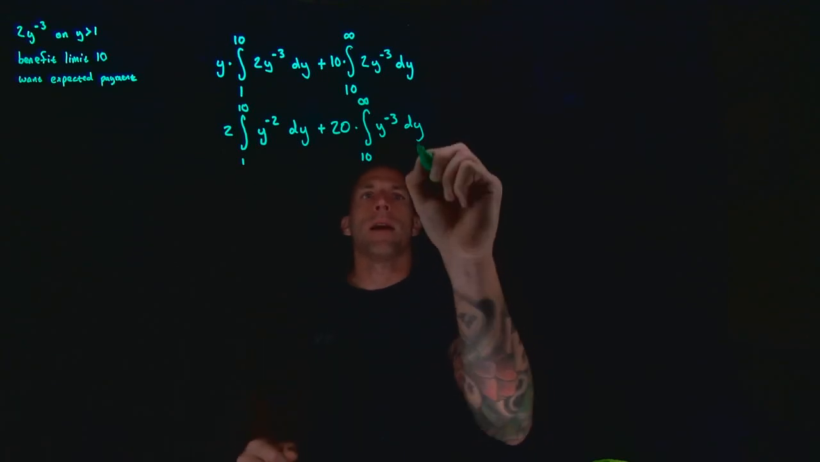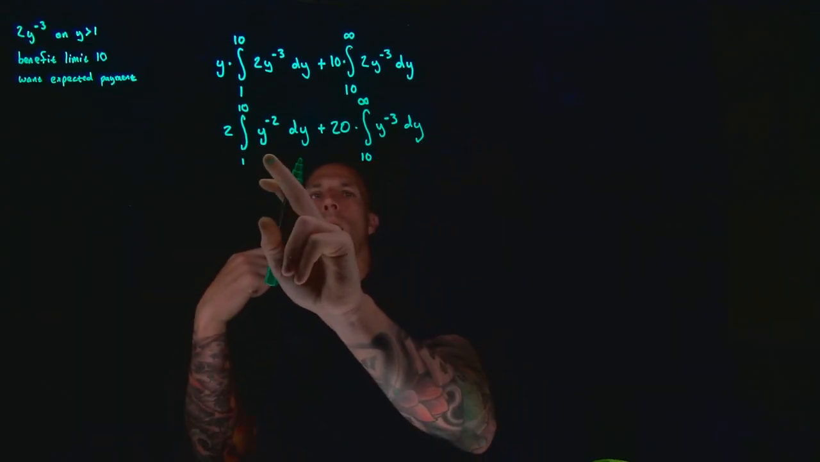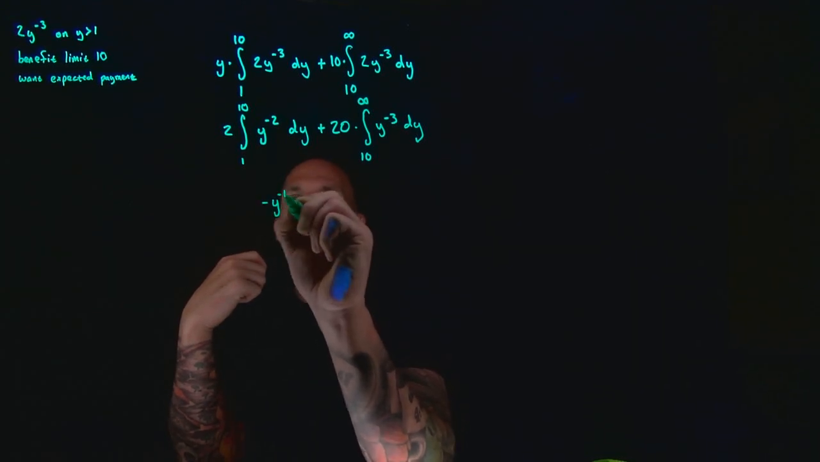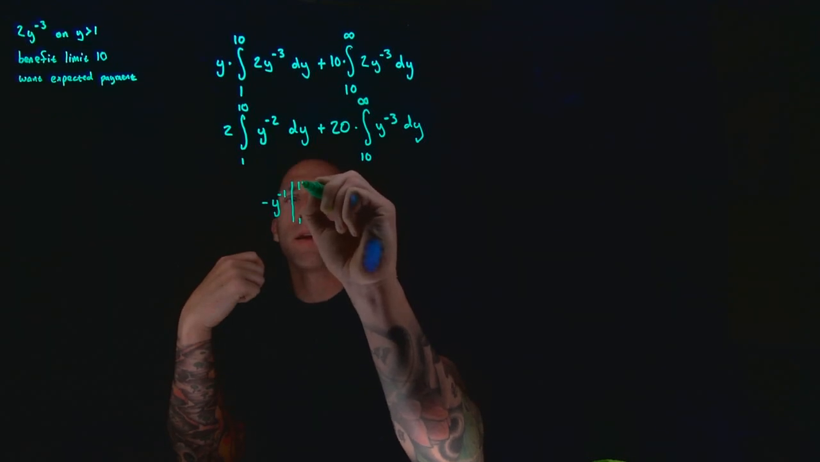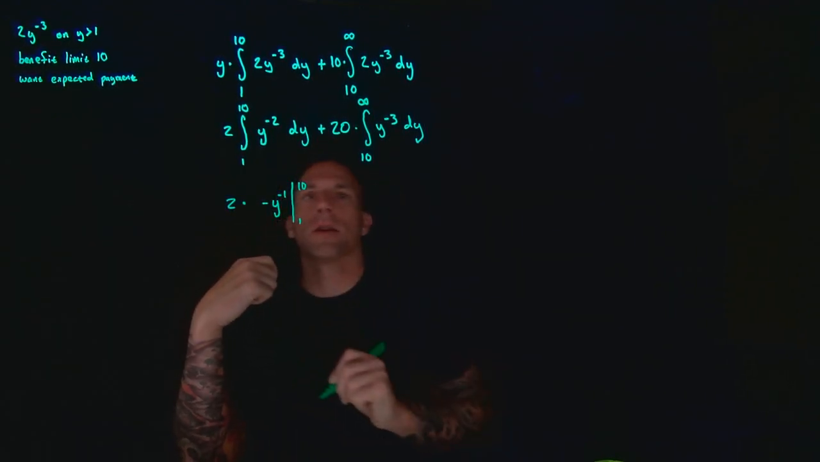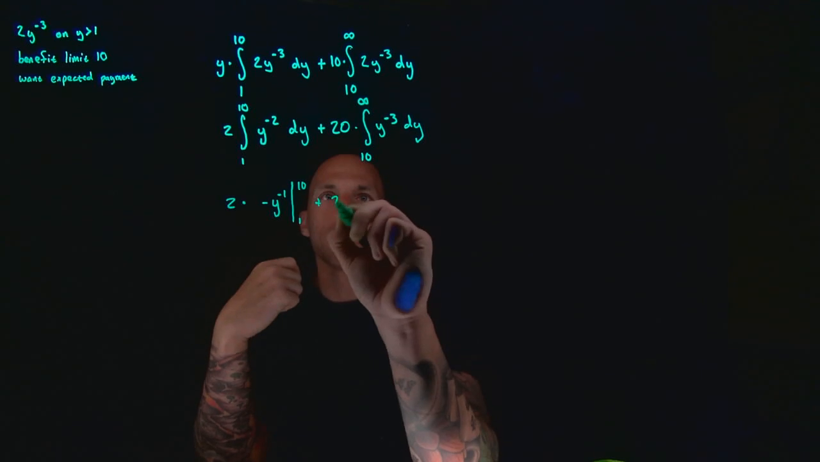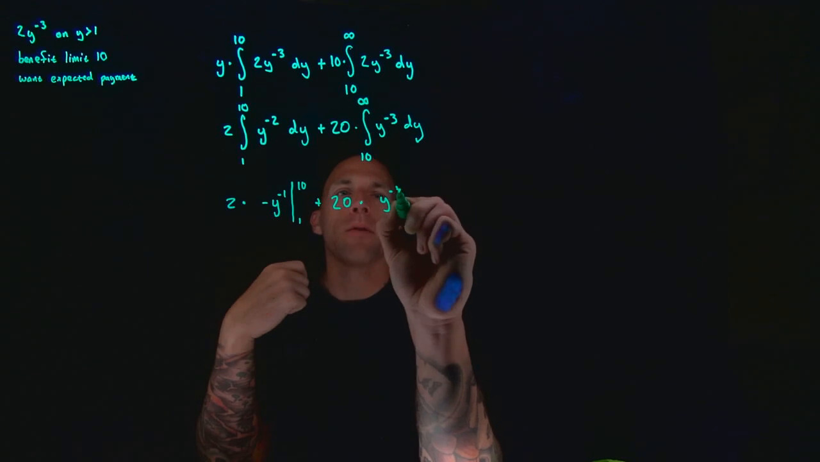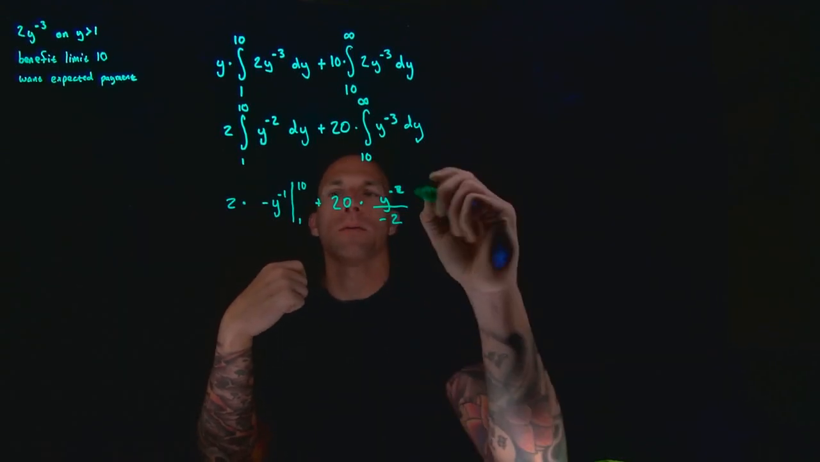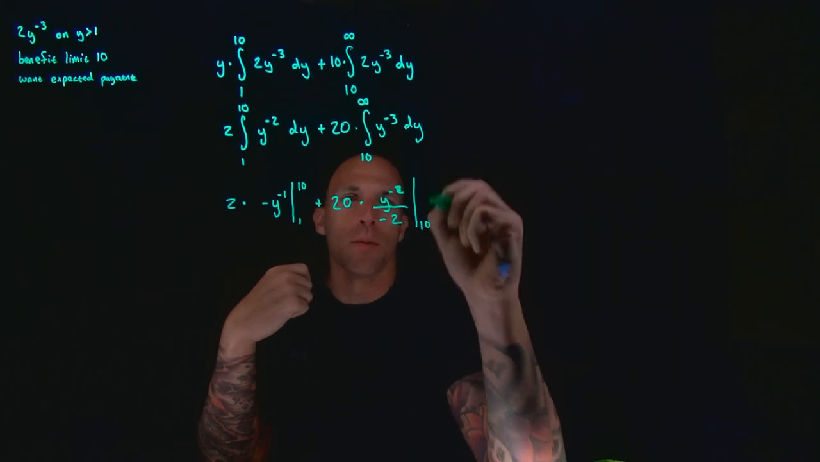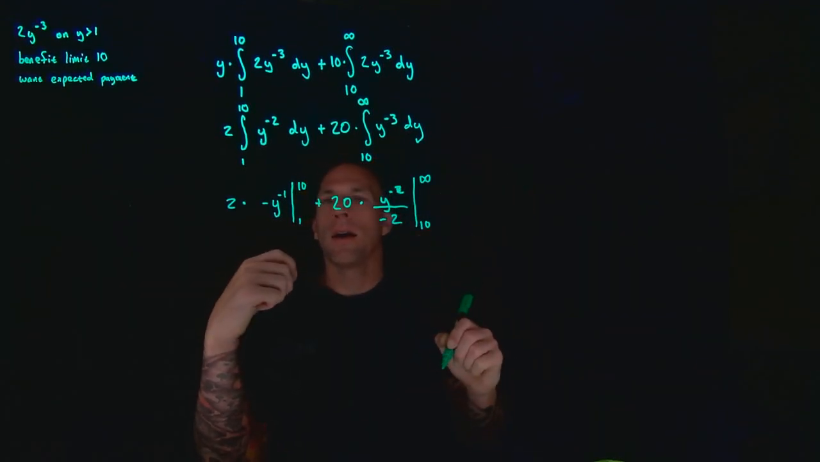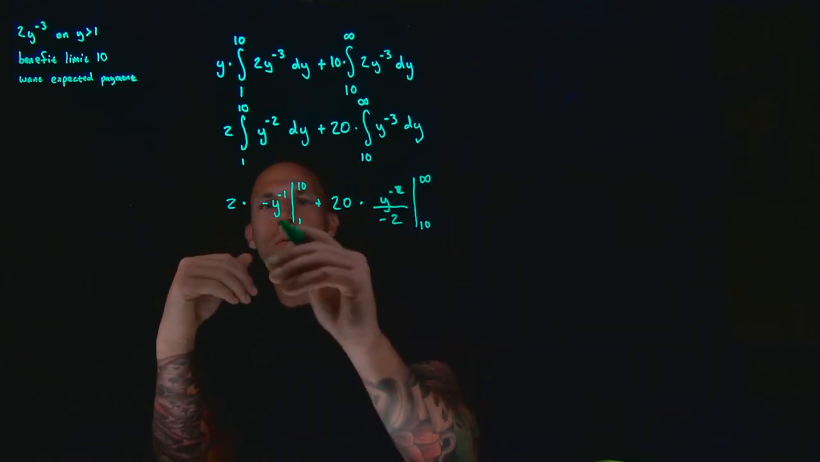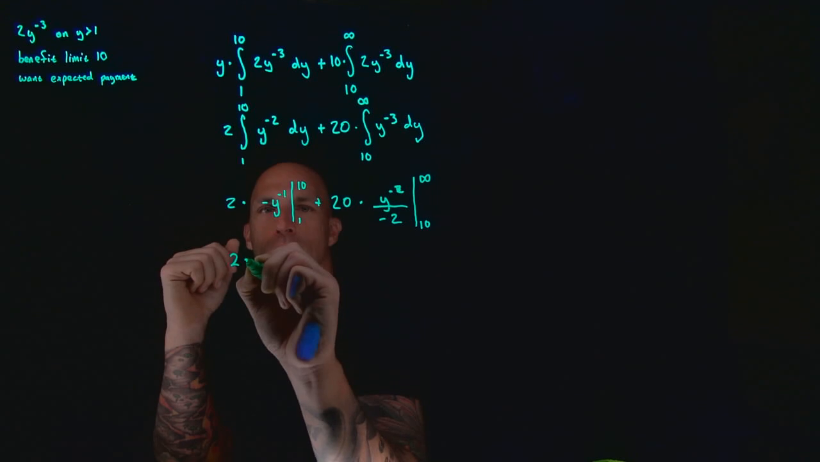Okay, and now let's proceed. Let's just integrate. Y to the negative 2 is going to become negative y to the negative 1, evaluated from 1 to 10, and of course we will have to multiply by our constant, plus multiply by our constant. This will become y to the negative 2 over negative 2, evaluated from 10 to infinity. And from here, it's just personal preference. I'm going to go ahead and solve this way.